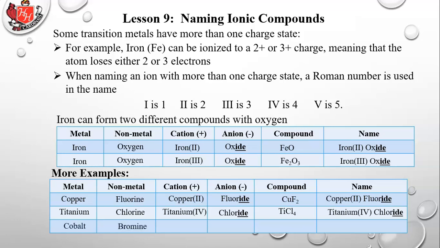Cobalt, bromine. Cobalt has 2 different charges. One of them is cobalt(II), so it's a 2+ charge. It's given up 2 electrons. The bromine has a 1- charge, so you need 2 bromines to match up with a cobalt(II), so it's CoBr2. So that's cobalt(II) bromide.